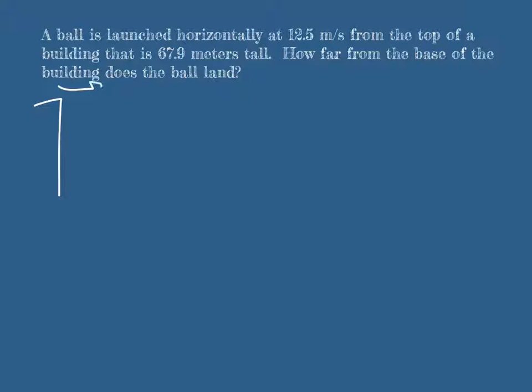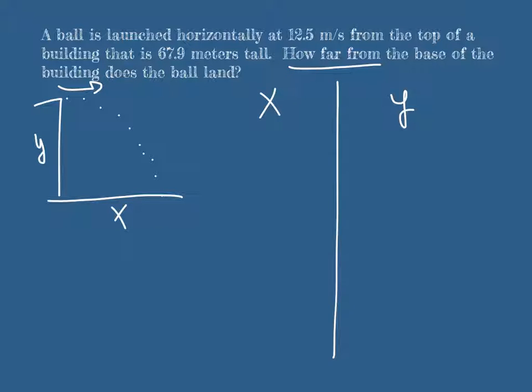Alright, so once again we have our building. We have a ball being launched off horizontally. It's going to come flying down in a parabolic path, and it's going to hit the ground. It's going to travel some distance y downward and some distance x here, and the x is what we're looking for. So we're going to do our x direction and y direction t-charts once again. Write down all the information that we know.